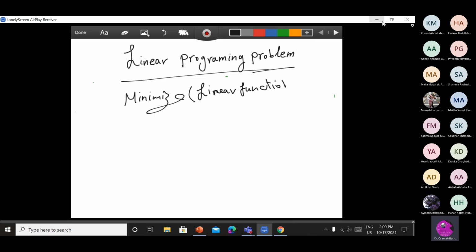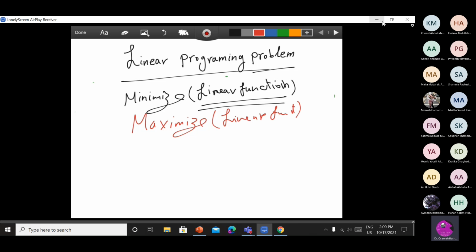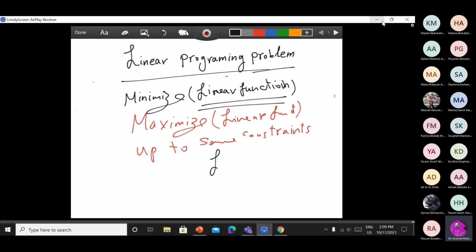So this linear function you would like to minimize or maximize, also a linear function, up to some constraint or condition. You can call it a condition. So these constraints will be linear inequalities.